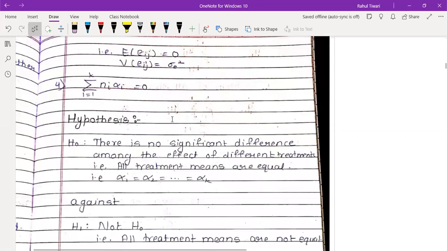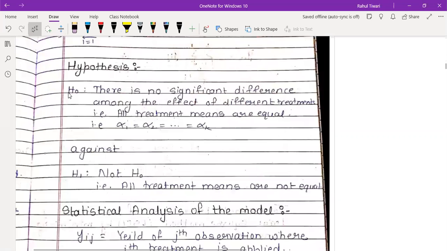Okay. So what is the main hypothesis? See, now they have written it in the proper way. तो ऐसा आपको लिखना है. There is no significant difference among the effects of all the treatments, because as I said, we are interested to check whether there is an effect of the different treatments on the patient or not. That is, whether all treatment means are equal or not. That means I'm interested to check whether alpha 1 is equal to alpha 2 is equal to alpha 3.